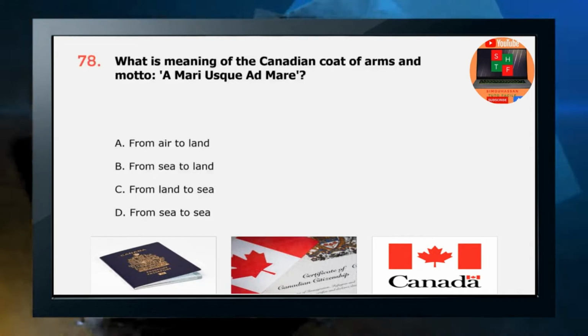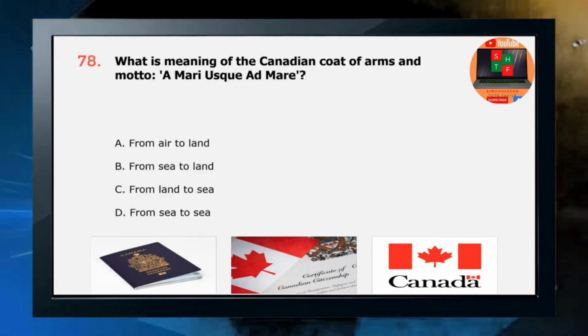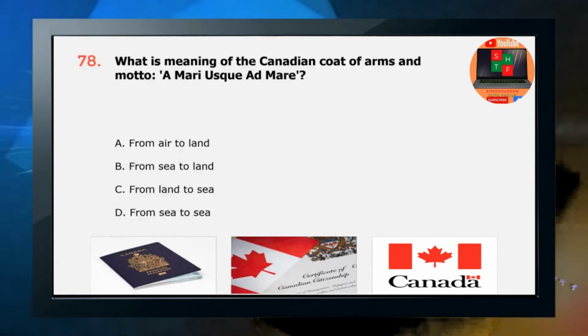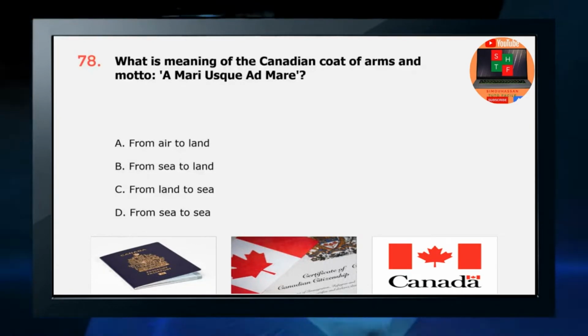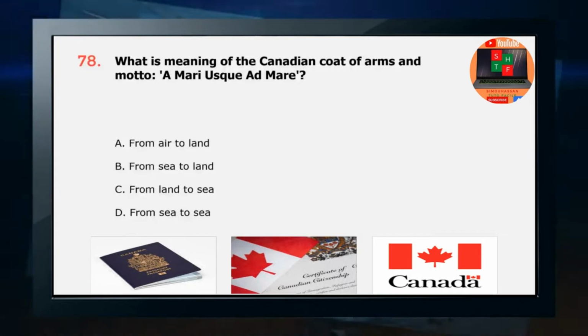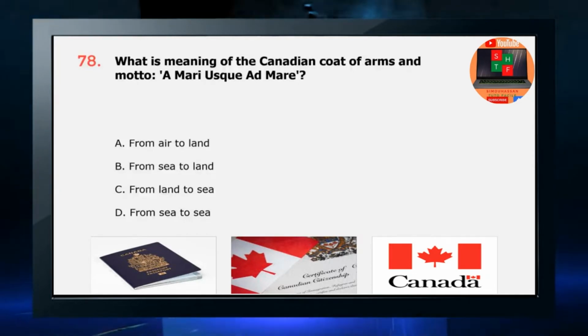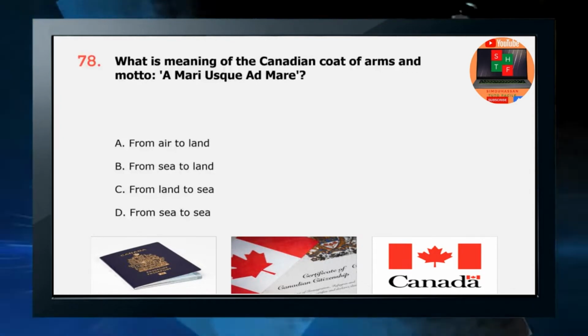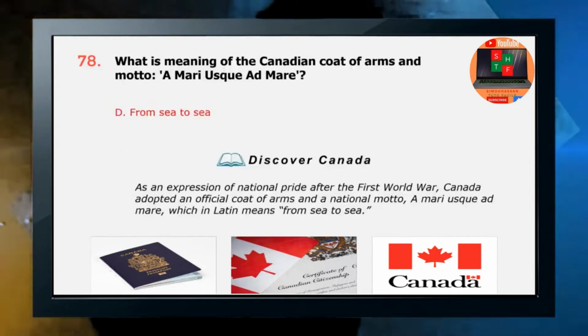Question 78. What is the meaning of the Canadian coat of arms and motto? A Mari Usque Ad Mare. A. From air to land. B. From sea to land. C. From land to sea. D. From sea to sea. The answer is D. From sea to sea.